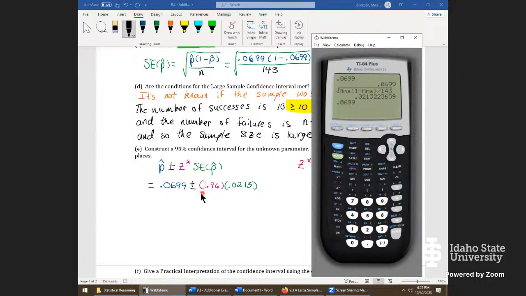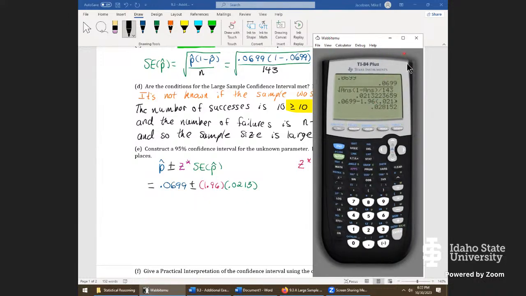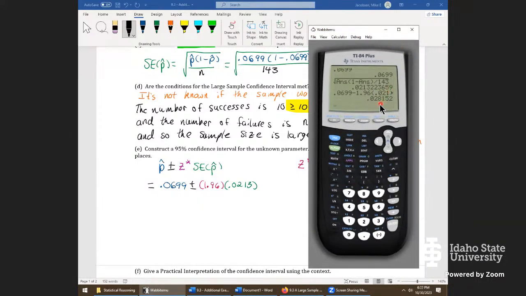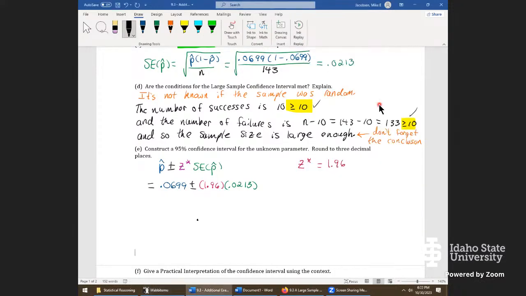So 0.0699 to start. It's a good idea to do a lower bound first, since the confidence interval is always started with the lower number and then the higher number. So let's go minus 1.96, parenthesis 0.0213, and that should be our entire interval. So first value we get, let me double check. This time we're rounding to 3 decimal places. Now that we're at our final answer, it came out as a 0.028. So let's put in 0.028.